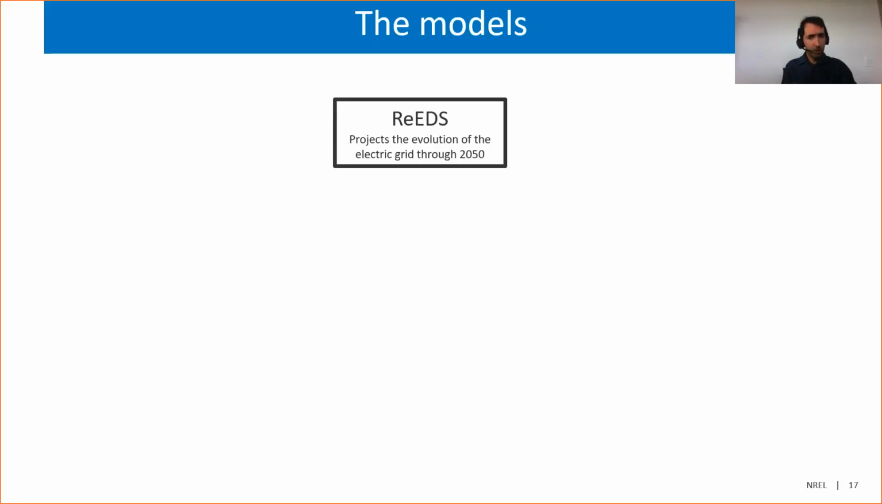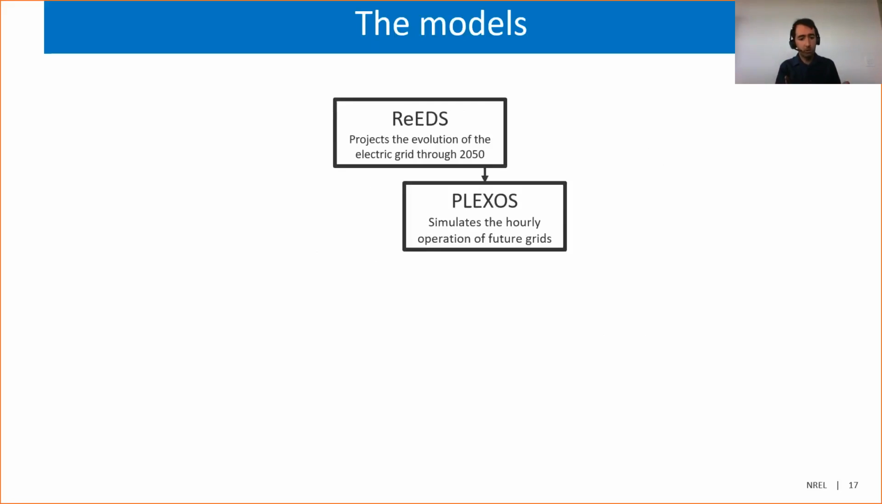So Wesley already showed something like this. I just want to bring it back and make it salient. The models that we're drawing from to produce this database start with ReEDS. This is the tool that we have been using for a long time now to project the evolution of the electric grid through 2050 under different types of futures. And then relatively recently, we have the capability of taking one of those grids that ReEDS builds and dropping it into this other tool, this commercial tool, PLEXOS, which then simulates the hourly operation of that future grid.